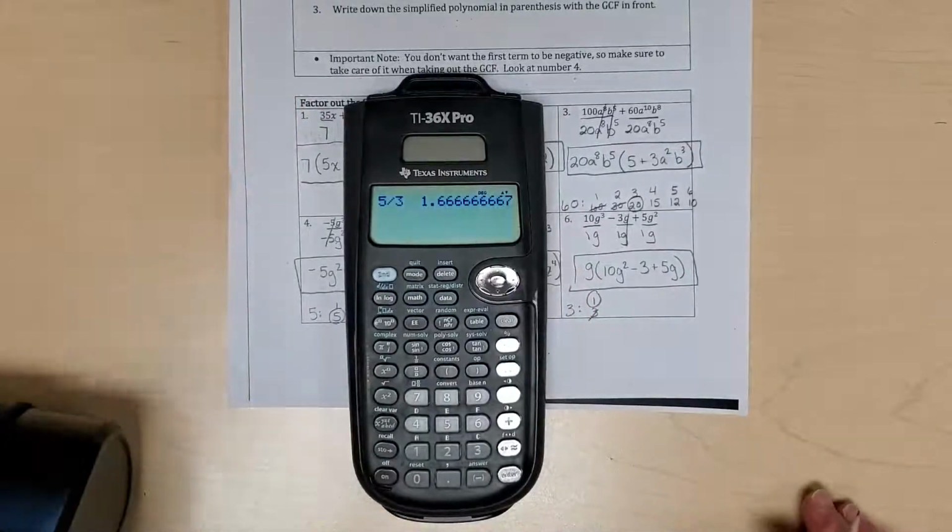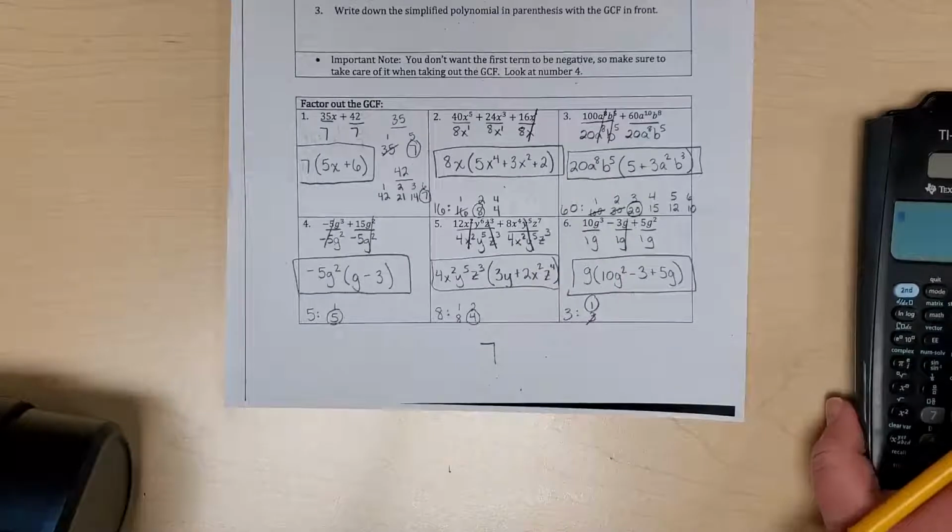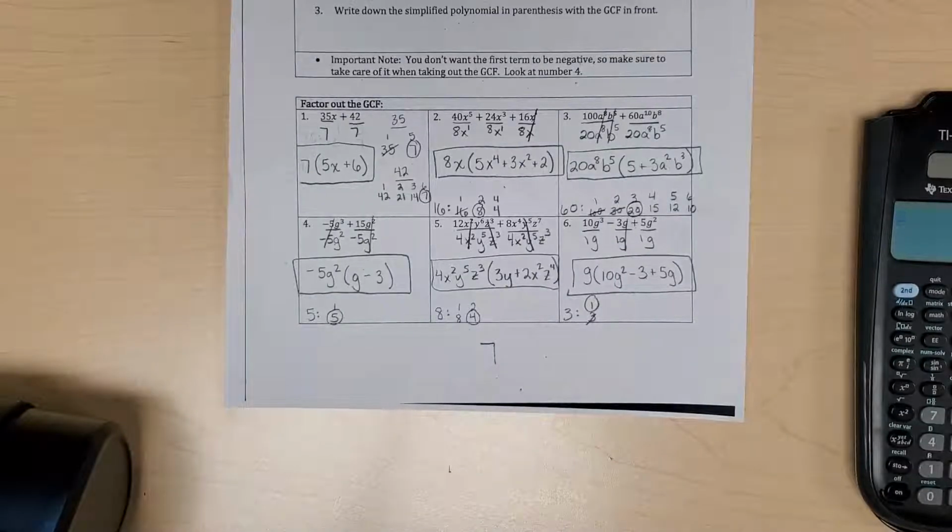And that's it. So remember, find your GCF of the number, then find the GCF of the variables, divide each term by your GCF, and then write your answer in parentheses. And that's it. That's factoring binomials with a GCF.